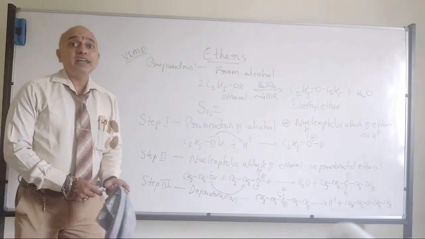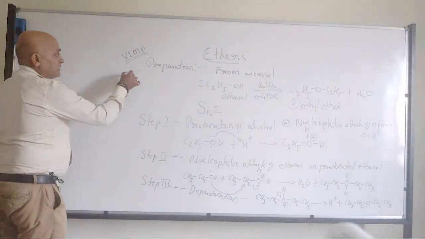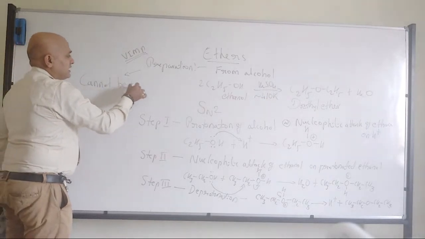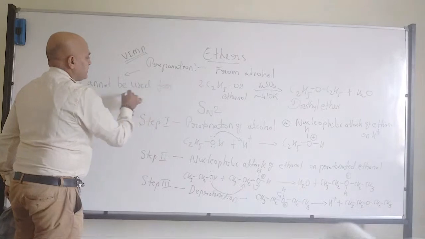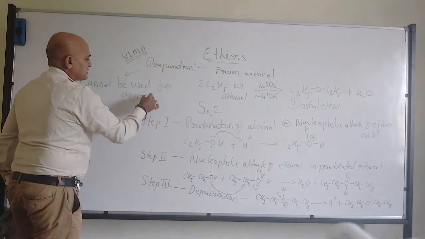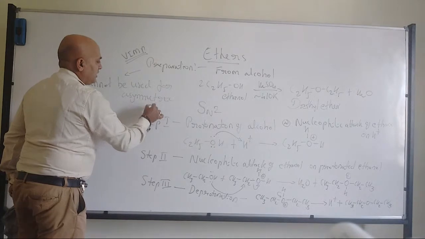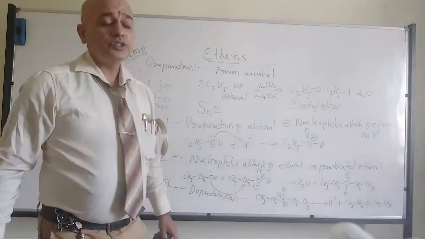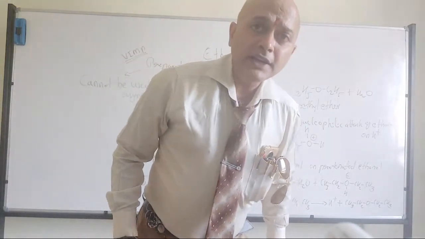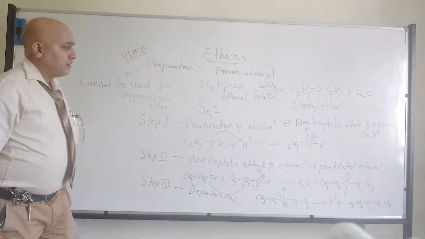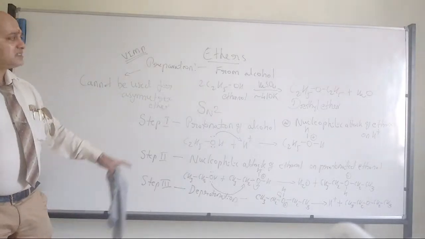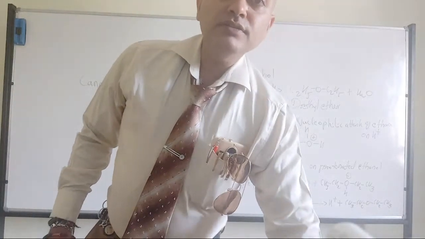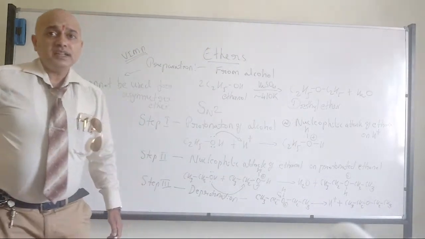Now I will make it very clear. This method cannot be used for asymmetric ether synthesis. No doubt, it cannot be used. What might be the reason? Can anyone answer? Why only symmetric ethers can we synthesize by using alcohol? Why can't we use the same method for synthesis of asymmetric ether?